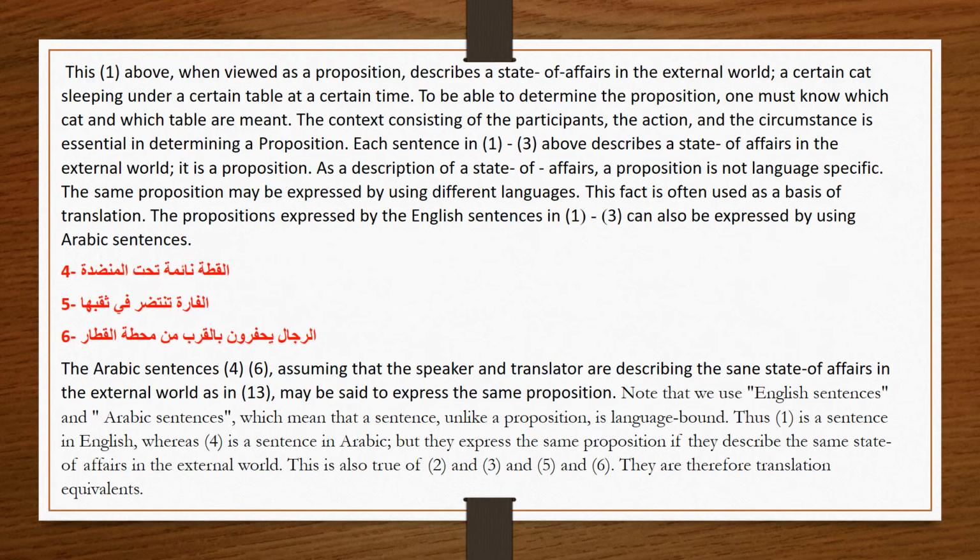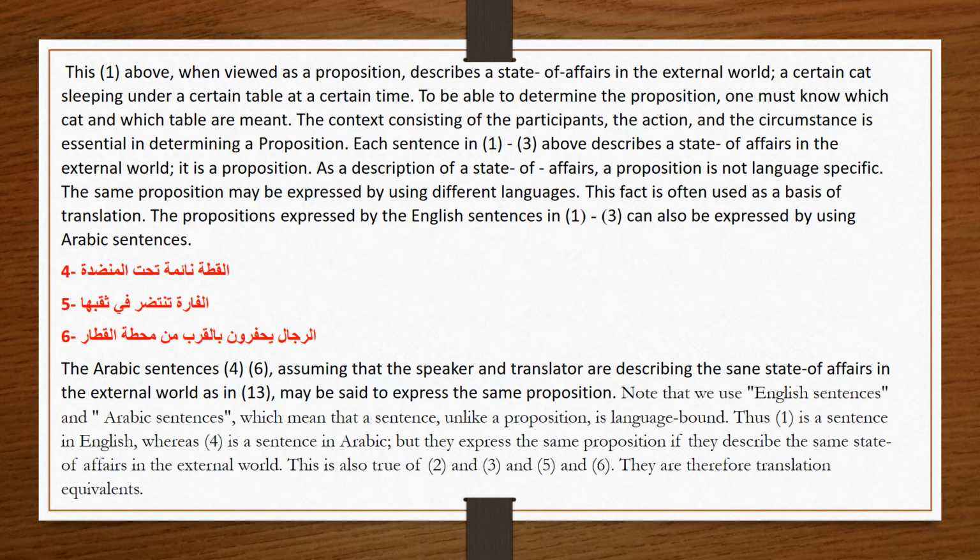Let's move to the next. This is, as you see, number 1 we have taken above. When viewed as a proposition, it describes the state of affairs in the external world. Okay, that means showing something in the external world. A certain cat is sleeping, as you see here, under a certain table at a certain time. To be able to determine the proposition, one must know which cat. We have to know which cat here.